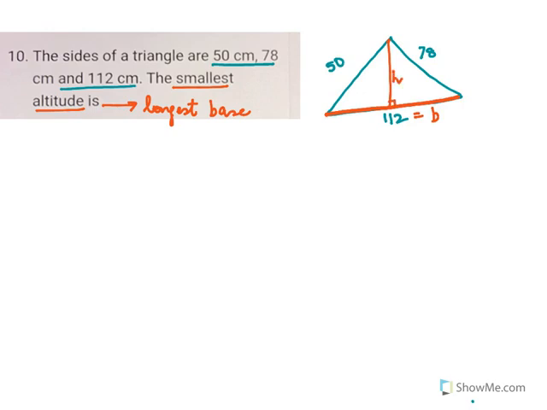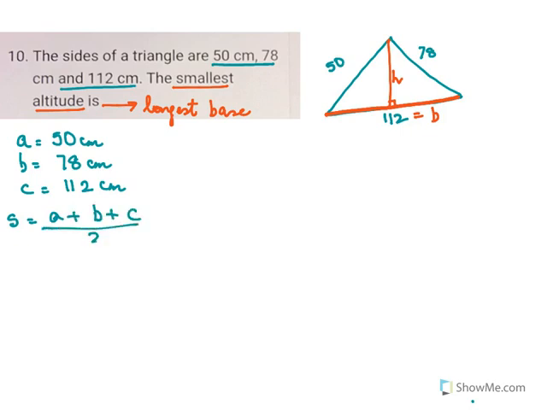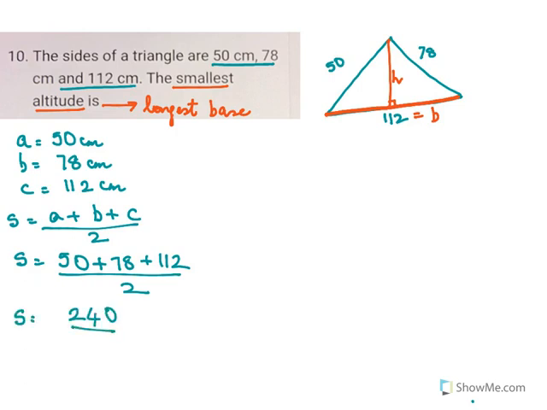So first thing, I need to find the area of the triangle. So in this case my A is 50 centimeters, B is 78 and C is 112 centimeters. So semi-perimeter, A plus B plus C divided by 2, and you do the calculation: 50 plus 78 plus 112 over 2, and S equals 240 over 2, which is equal to 120.